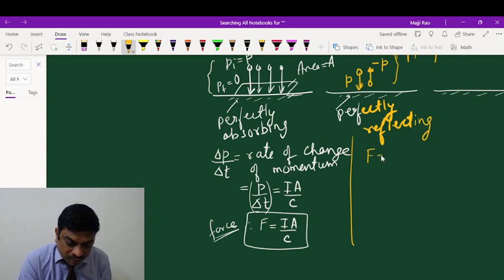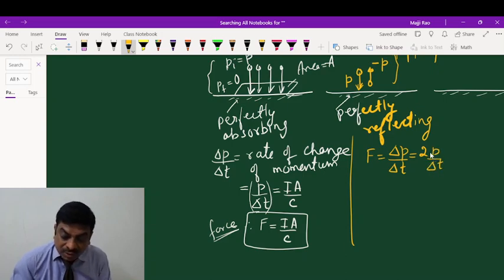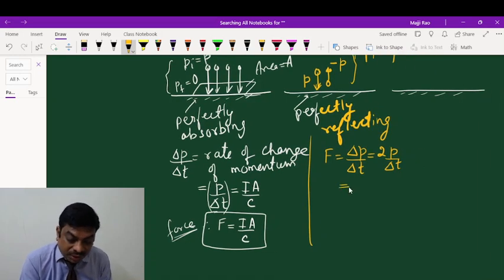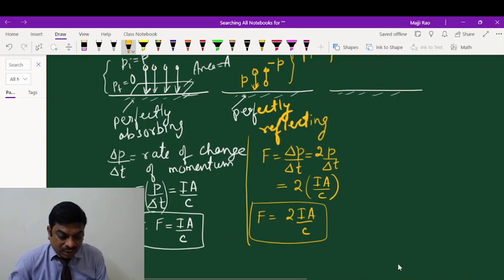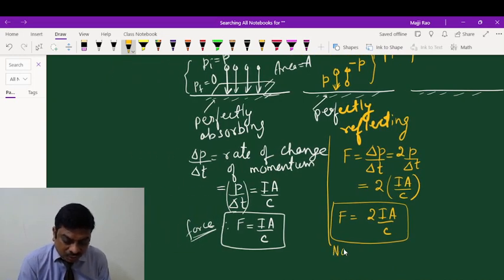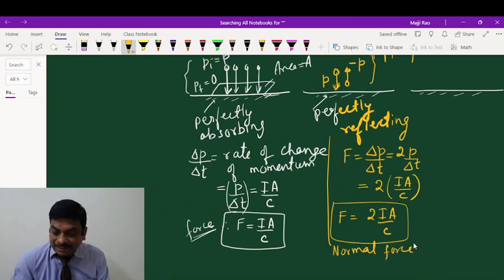The force is the rate of change of momentum. Rate of change of momentum is twice the momentum carried by the electromagnetic waves, and momentum carried by the electromagnetic waves is IA by C. So as you can see, the force has become double as compared to the previous situation. Again, this is a normal force. Remember, normal force, that is force acting normal to the surface.